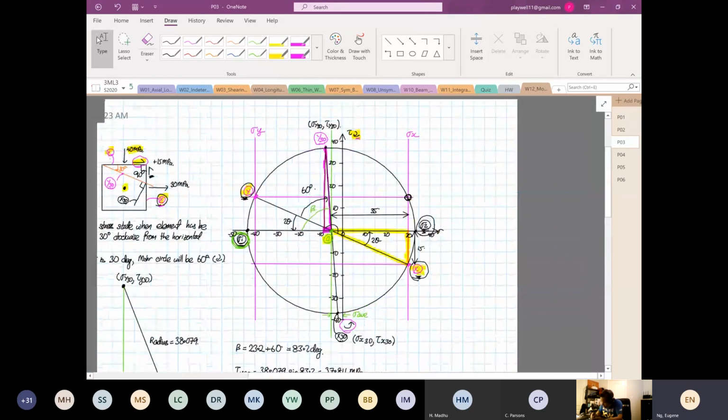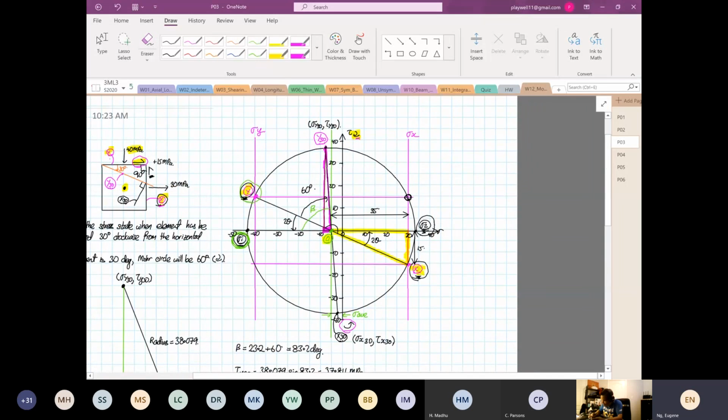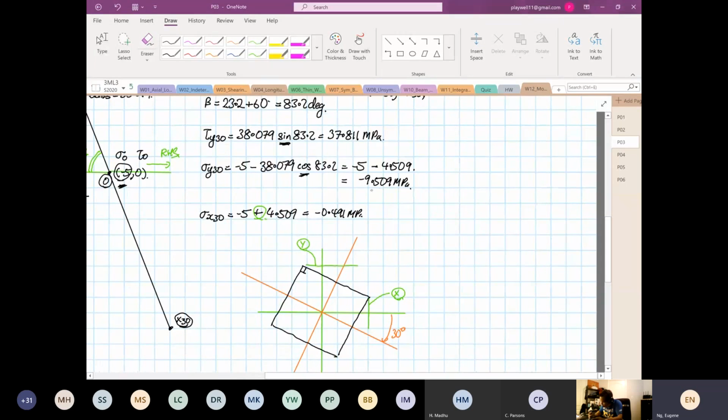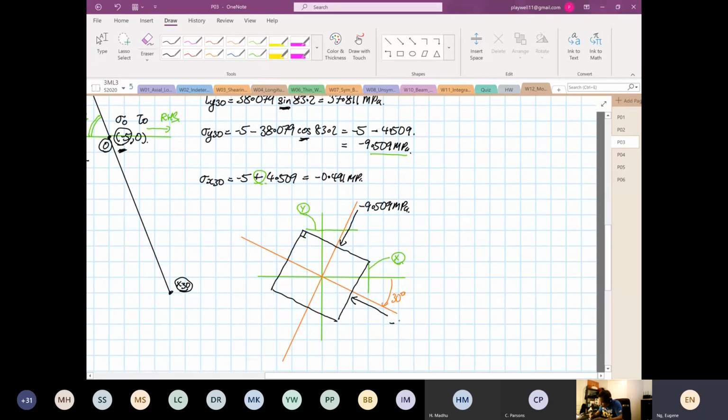So you have y to y30. We calculate our y30, and it is in compression. It is equal to minus 9.509 megapascal, compression. And the other side will also be in compression. So this is equal to minus 0.491 megapascal. Now the thing we have to be very, very careful about is the shear.